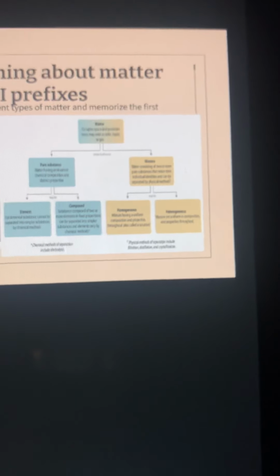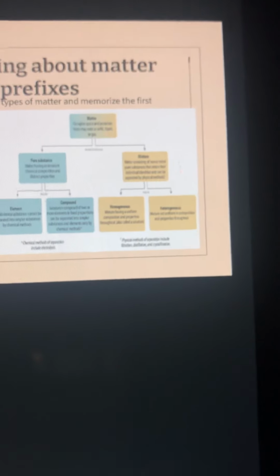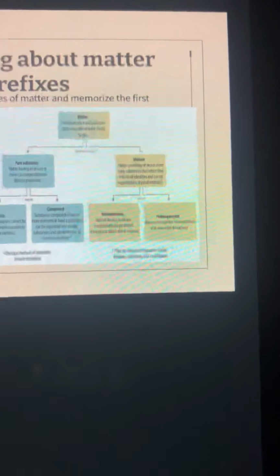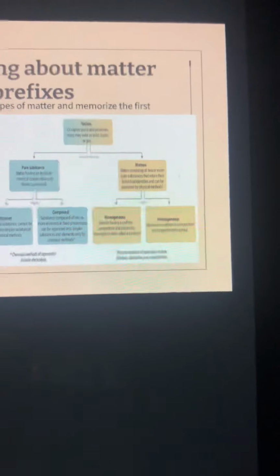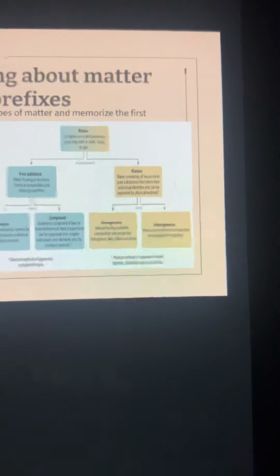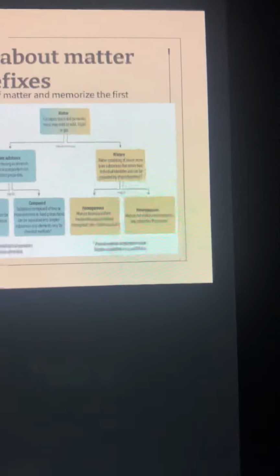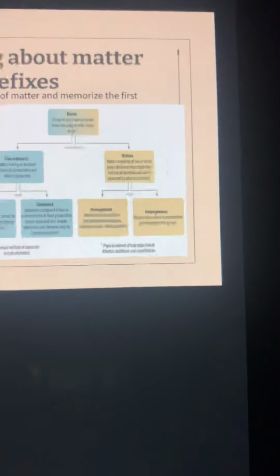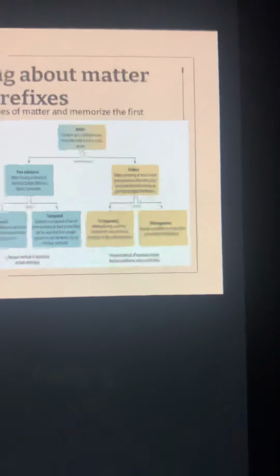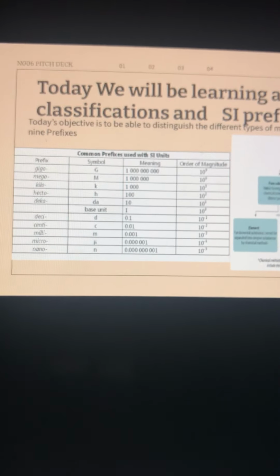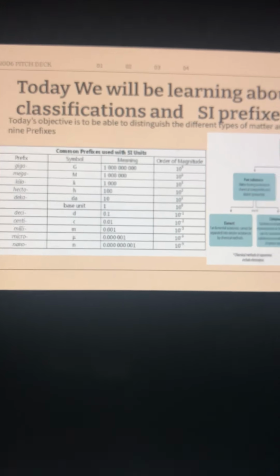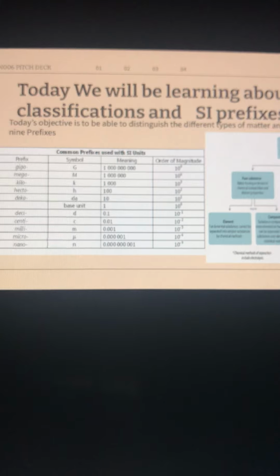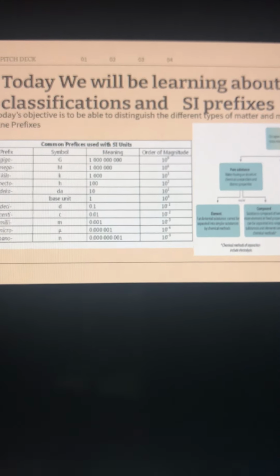Now, with a homogeneous mixture, its composition is uniform. It's always going to be made up of the same things. That's why it's homo. Whereas hetero, which is 2 things, is a mixture of 2 components. And then we have our common prefix and SI units. Now, SI units represent multiples of 10 to the power as a way to convert.